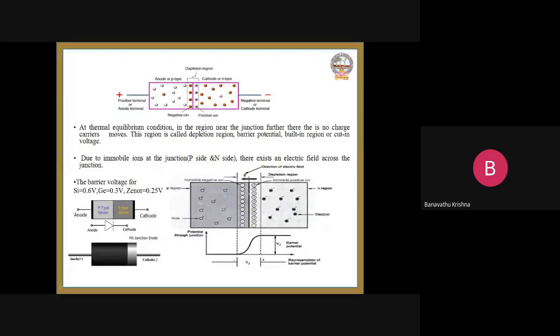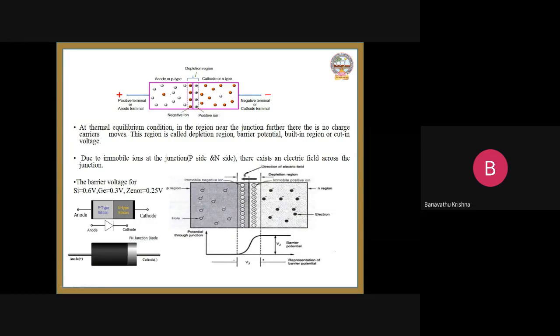So let us see here. What I saw in the previous slide: the majority charge particles on the P side are holes, and they are moving from this side. On the N side, the majority charge particles are electrons, and they are moving towards the P side. What I told you in the previous slide: the negative immobile ions are formed near the junction. These are the negative immobile ions.